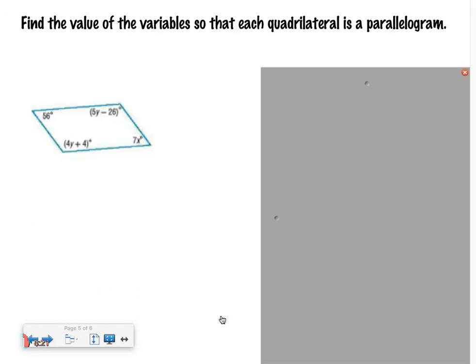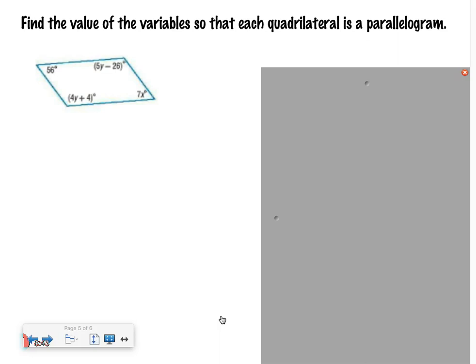Okay, then our last few examples, you're going to be given what looks like a parallelogram, but you have to use algebra to make it a parallelogram. So what would the variables have to be if this is a parallelogram? 7x equals 56, is that true? All right, let's start there. You should get 8 for x. And then same thing to find y. Opposite angles are congruent.